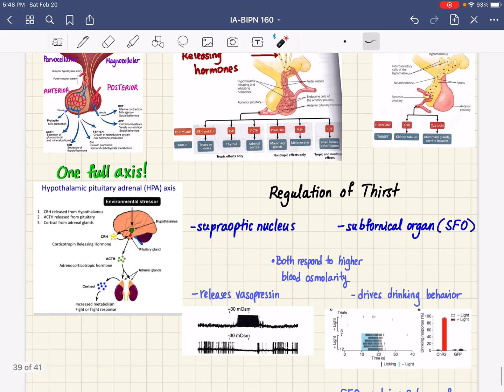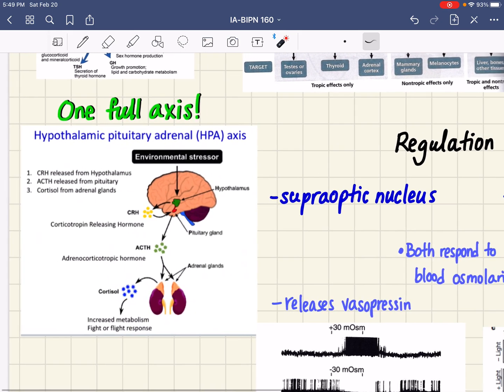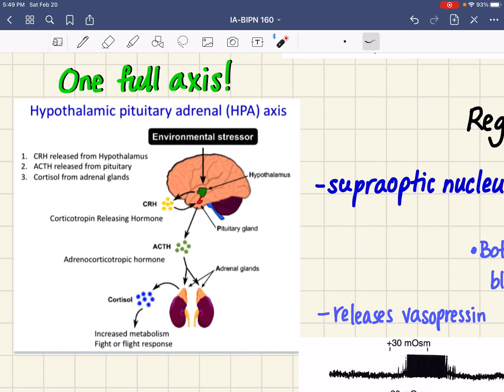Okay. One full hormonal axis that Dr. Ru talked about, and he asked you a question on it during lecture also, is the hypothalamic pituitary adrenal axis, HPA for short. Definitely this one you should look over and memorize.